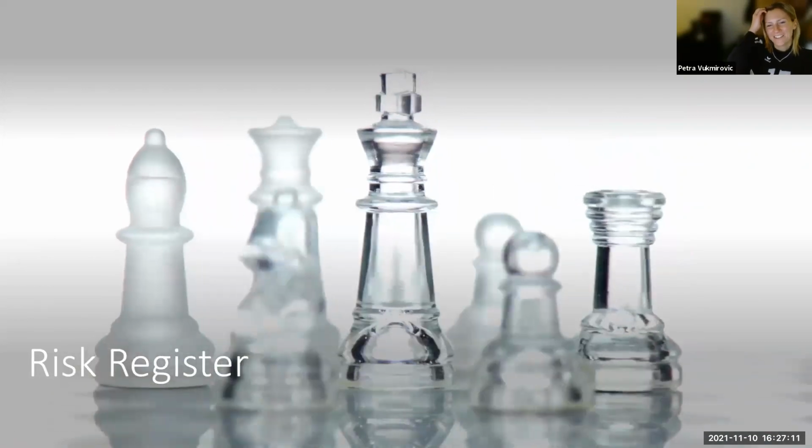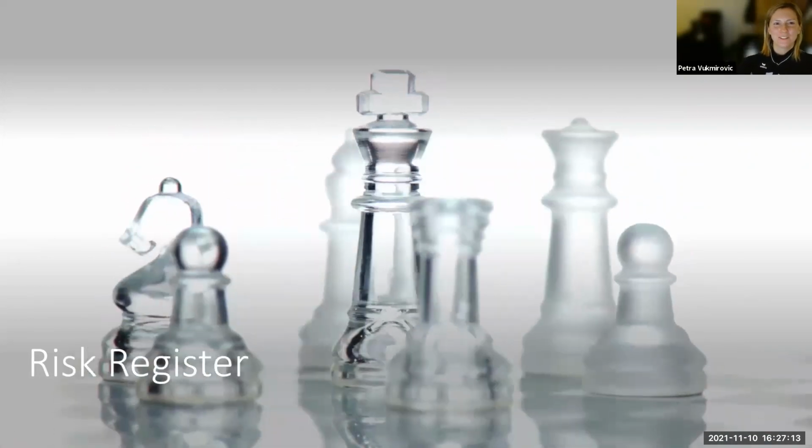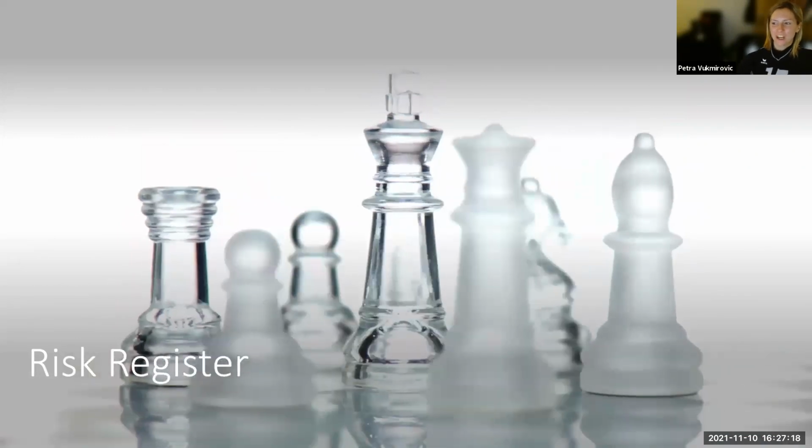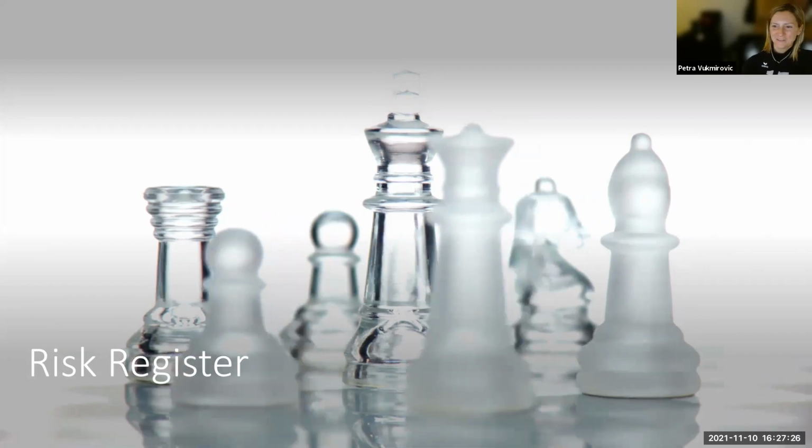Right, so this visual is because at some point your risk logging can actually become like a game of chess. Some moves are riskier than others. Sometimes you sacrifice a pawn to save the queen. Hence the chess analogy.